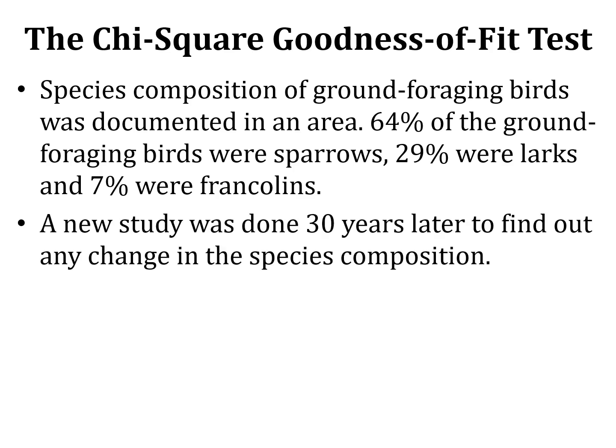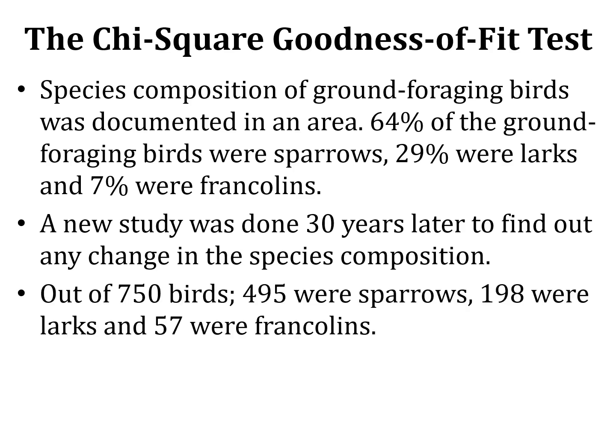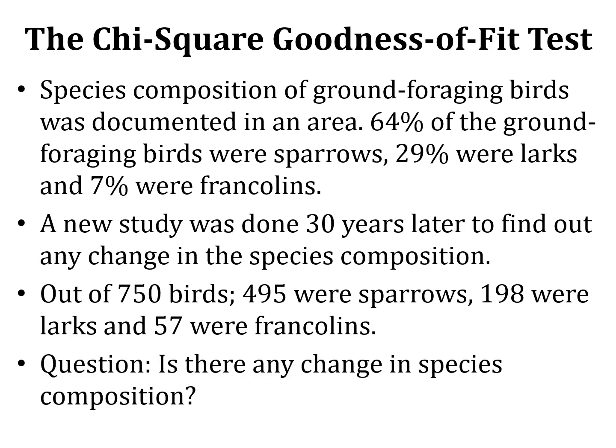And then after 30 years, a new study was done to find out if the species composition is the same as previously found or has changed over the period of time. So 750 birds were observed, and out of those 750 birds, 495 were sparrows, 198 were larks, and 57 were francolins. So this was the species distribution in the new observation. Now the question is: is there any change in species composition, or is it the same as previously found? This is the question that we are going to check.